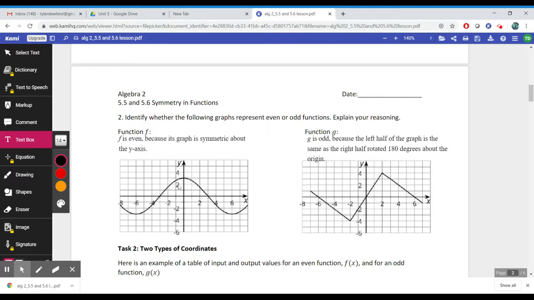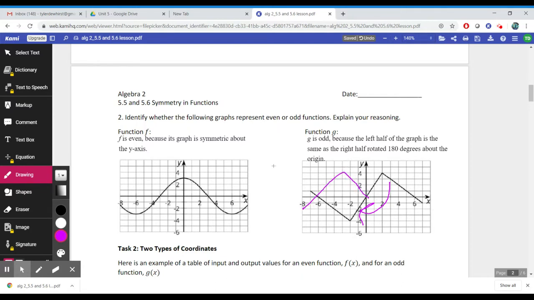For function g, I said that g is odd because the left half of the graph is the same as the right half rotated 180 degrees about the origin. So again, if we were to imagine rotating this in a semicircle around the origin, we would end up with the exact same graph on the left-hand side. And again, this can also be thought of as a reflection across both the y and the x-axes. If we were to reflect first across the y-axis, we'd have something that looks like that. And then when we reflect it down across the x-axis, it would land right on top of the graph that we currently have.